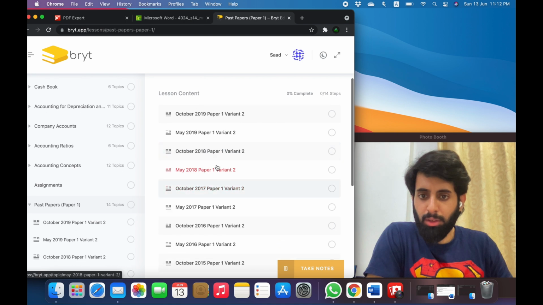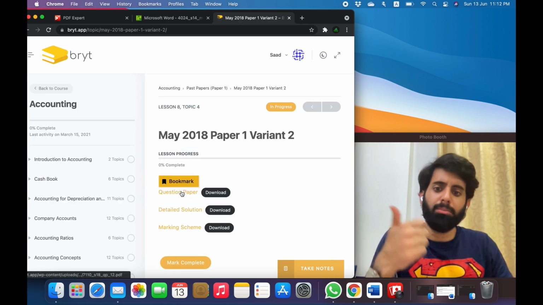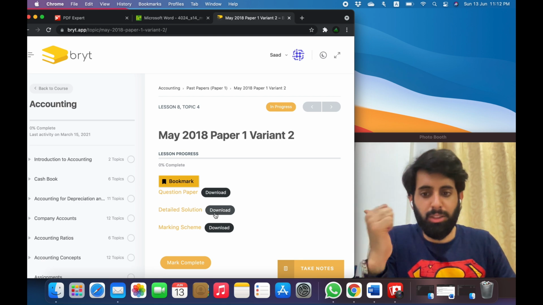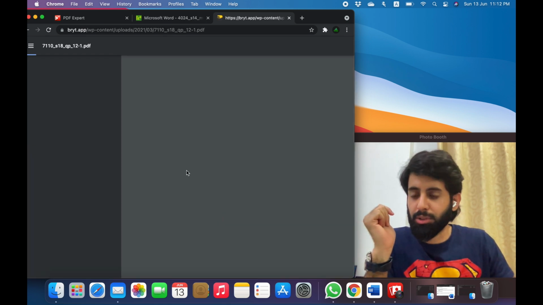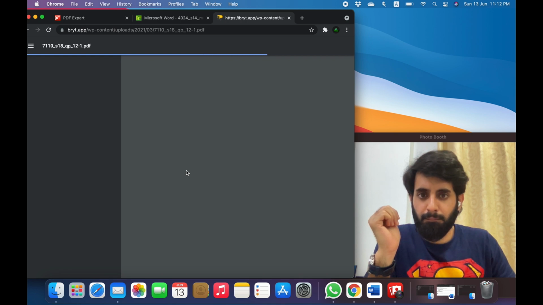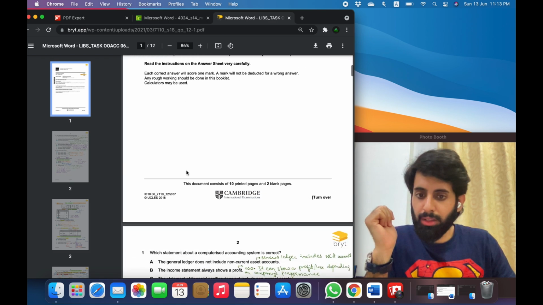So let's say we go over to October, November, let's open up any paper. Okay, so you have the question paper, you have the detailed solution, and you have the marking scheme. We all know what the question paper and the marking scheme look like. So let's just open up a detailed solution. So let's wait for this to open up. So this, as you know, is paper one.